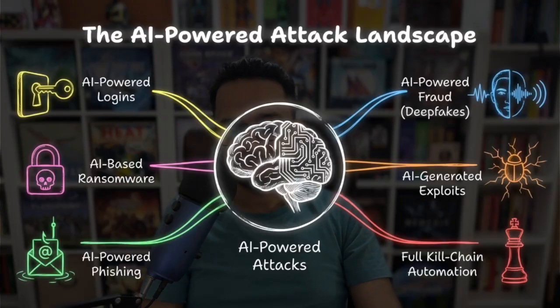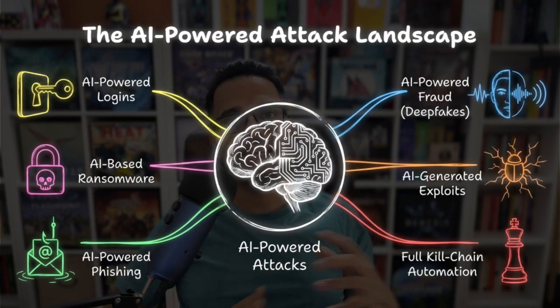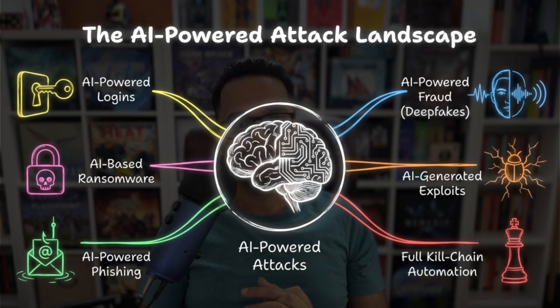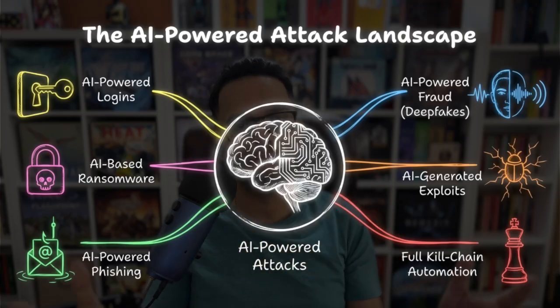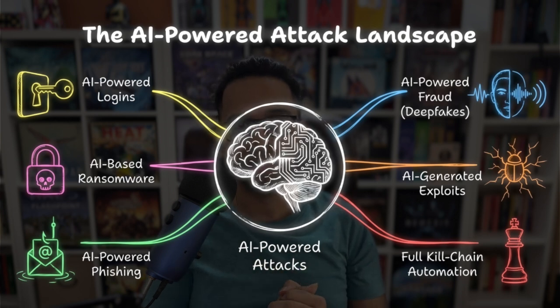And lastly, there is full kill chain automation. And trust me, we have discussed how agentic orchestration can give great benefits to organizations or individuals. But agentic orchestration can actually be a reason for attackers to get things done very, very easily.